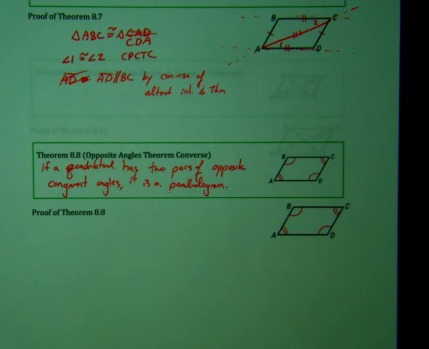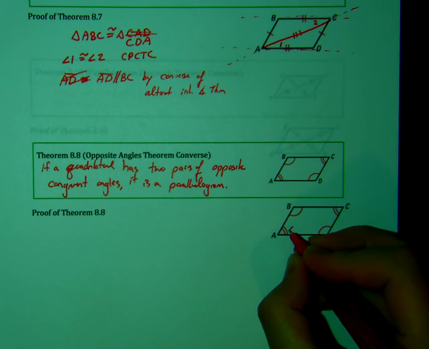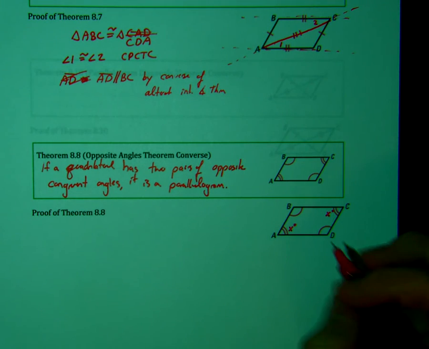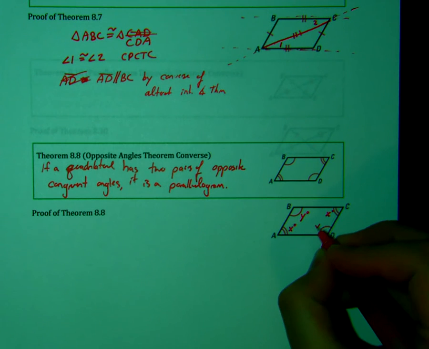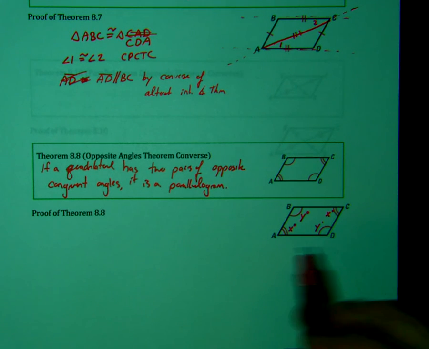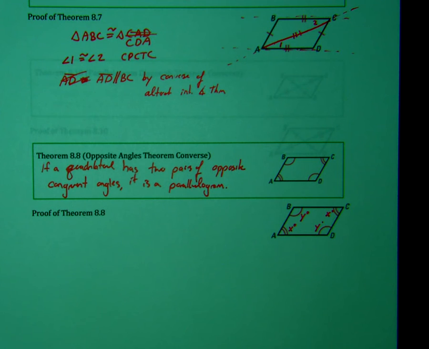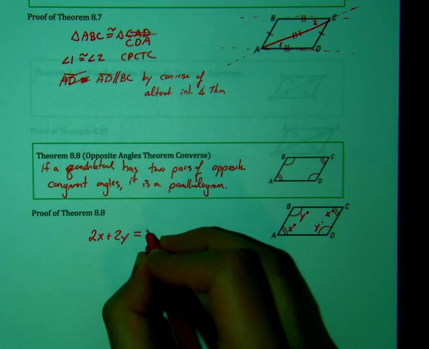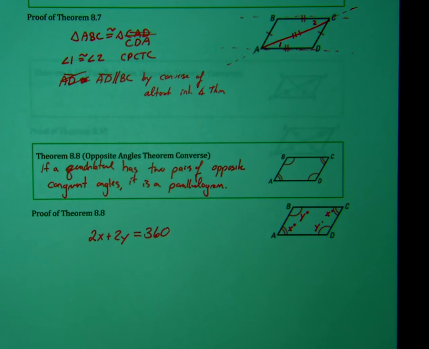All right. So for the proof of this one, what I'm going to do is I'm going to pick two variable measurements for these angles. So I'm going to call this double-sided mark here, the two tick mark angle, x degrees, and the single one I'm going to call y degrees. All right. And in the first day of this chapter, we talked about the sum of the interior angles of any polygon. This being a quadrilateral, the sum of the interior angles here is 360 degrees. So 2x plus 2y adds up to a total of 360 degrees because this is a quadrilateral.